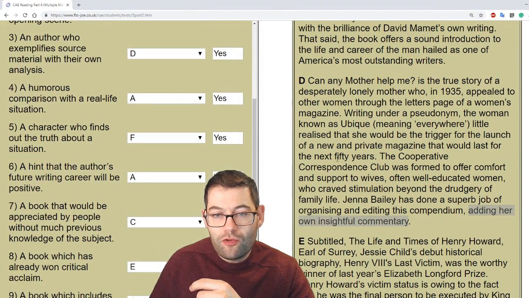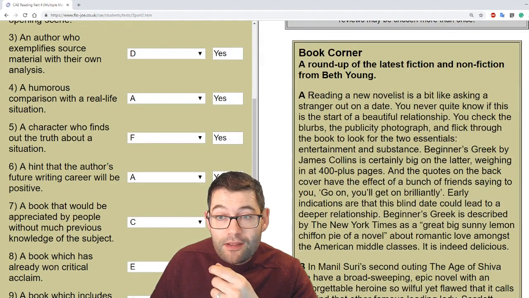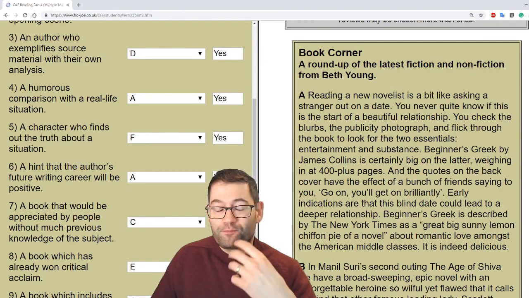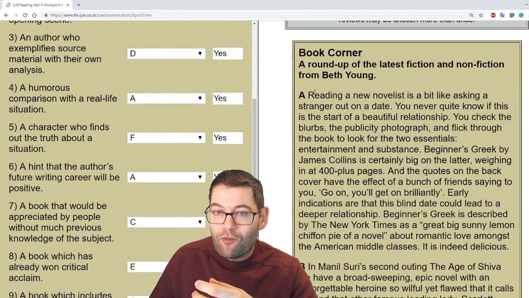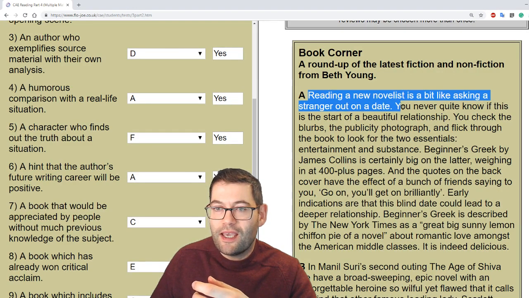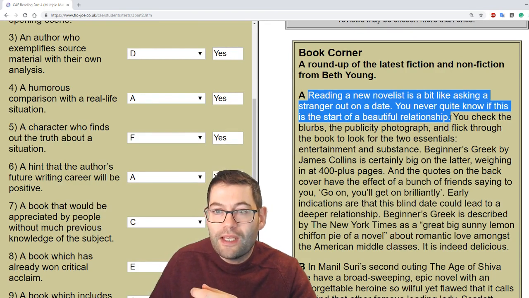For question number 4, a humorous comparison with a real life situation, we'll find this in A, where the review begins by comparing the book to a date. Reading a new novelist is a bit like asking out a stranger on a date. You never know if this is going to be the start of a beautiful relationship.